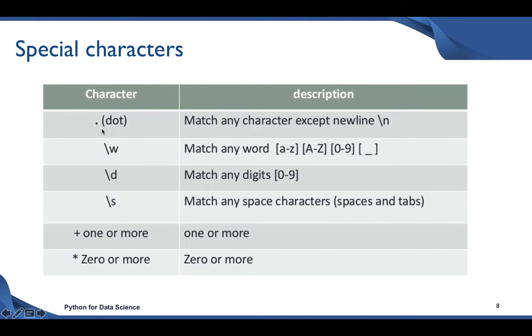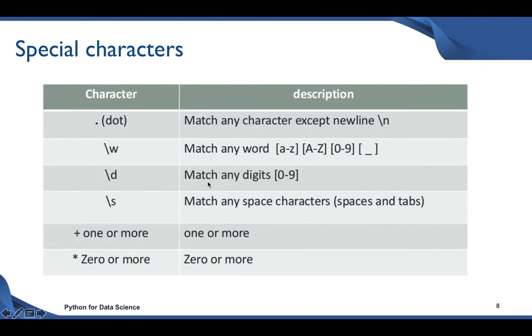So we have your dot, right? It matches any character except a newline, right? And then we have slash w, which matches any word character. So these are the characters it will match, starting from lowercase a to z, uppercase A to Z, 0 to 9, and underscore, right? So slash w will match any character ranging from lowercase a to z, capital A to capital Z, and 0 to 9 and underscore, right?